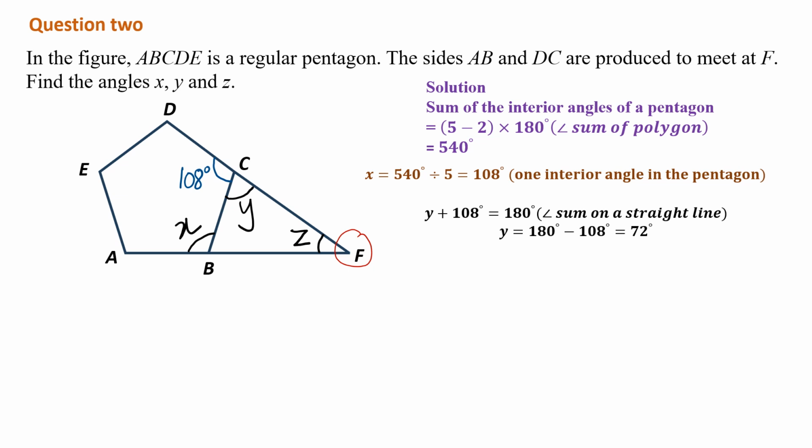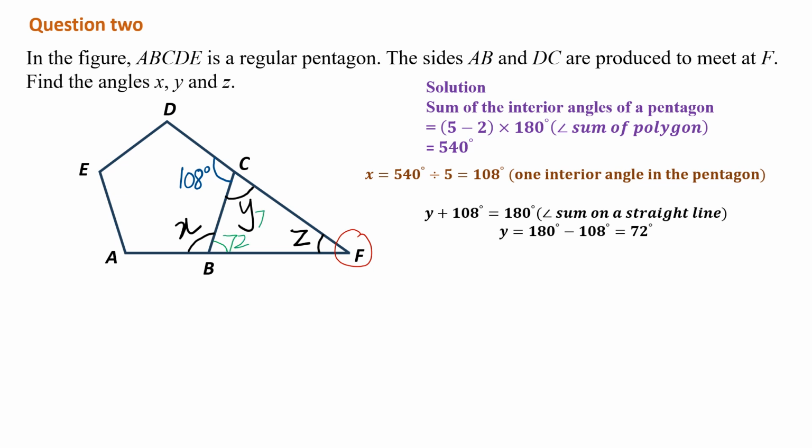So to find z, we need to learn a new angle property, which is good to learn. If you don't learn it, you will have more steps to find z. You will have to find this angle, which is 180 minus 108. So that is 72 also.